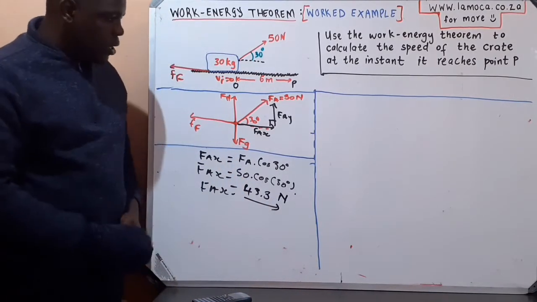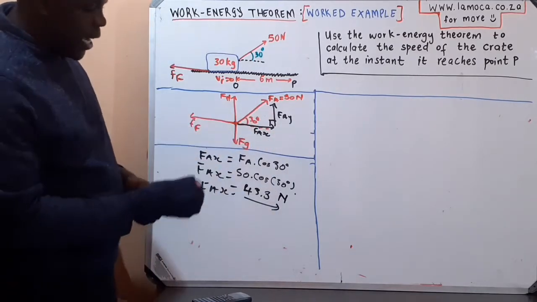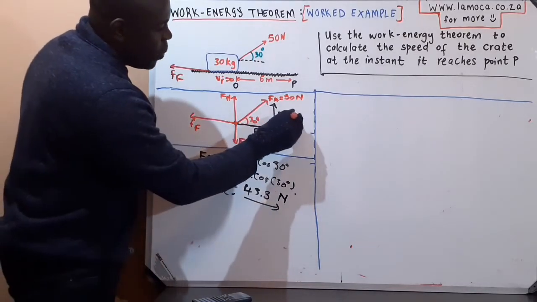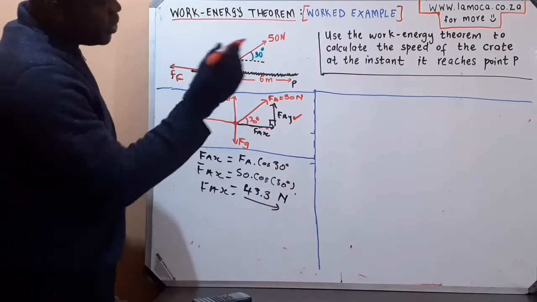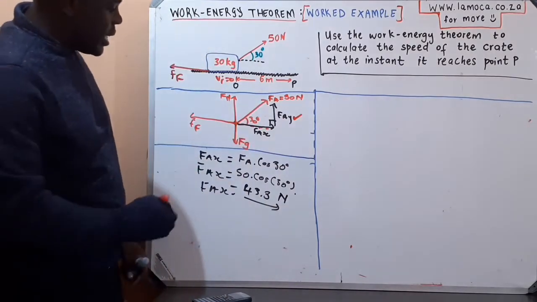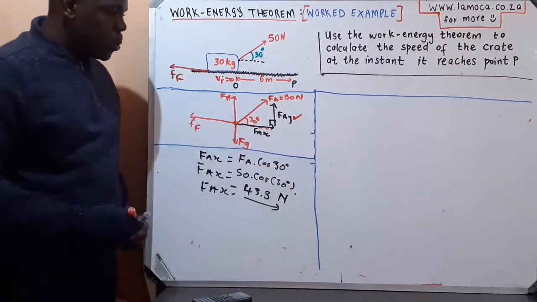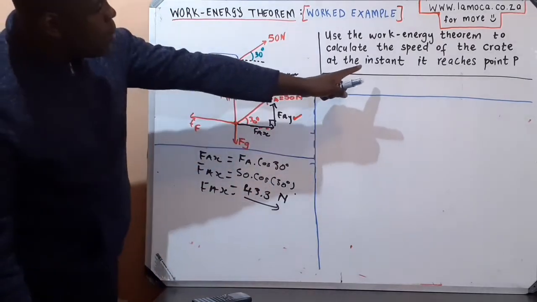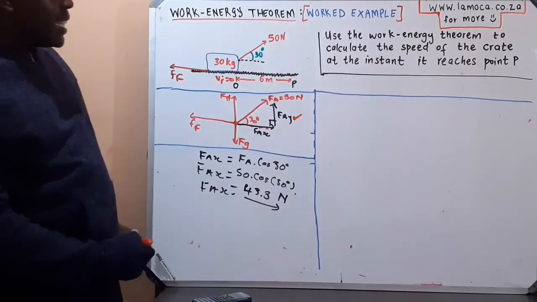Now, for the interest of this question, I will not compute the F applied on the Y. This is your work to do at home. Find the component that is on the vertical side. You follow the same logic, you should be able to compute that. Now, remember, we want to find the speed of the crate at the instant it reaches point P.